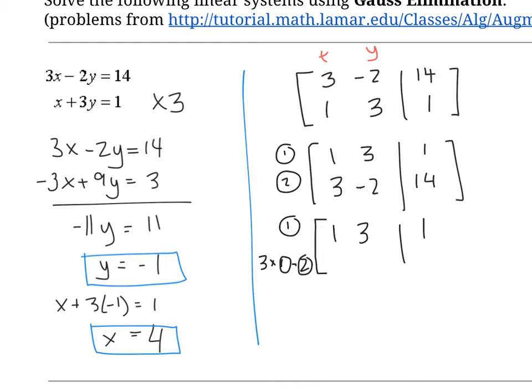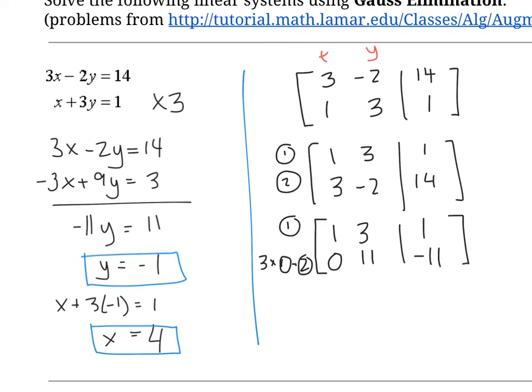So if I do that, it's like I'm doing 3 times 1 minus 3, which is going to give me 0. Next, I'm going to do 3 times 3, which is 9, minus negative 2. And minus negative 2 is going to be plus 2. So I'm basically going to have 11. 9 plus 2 is 11. And then in my last column it's going to be 1 times the 3, which is 3, minus 14 is negative 11.